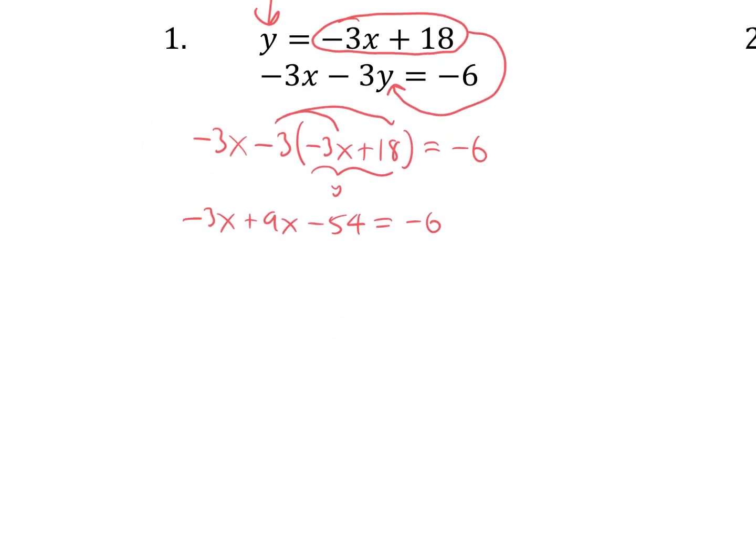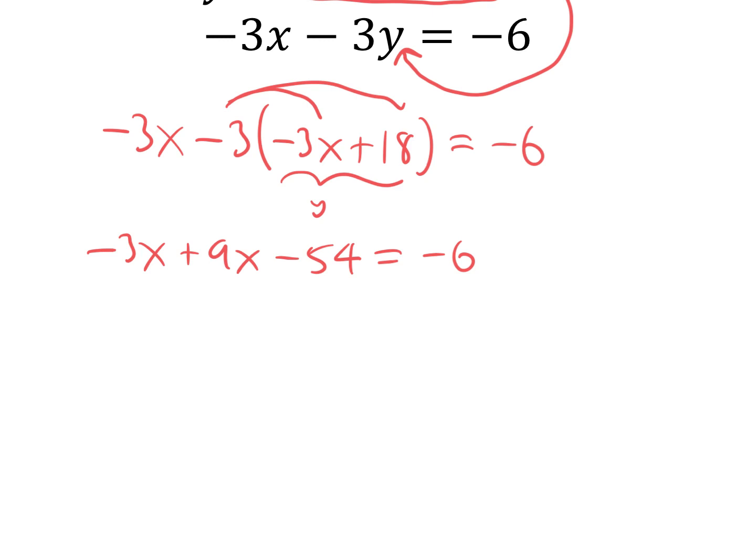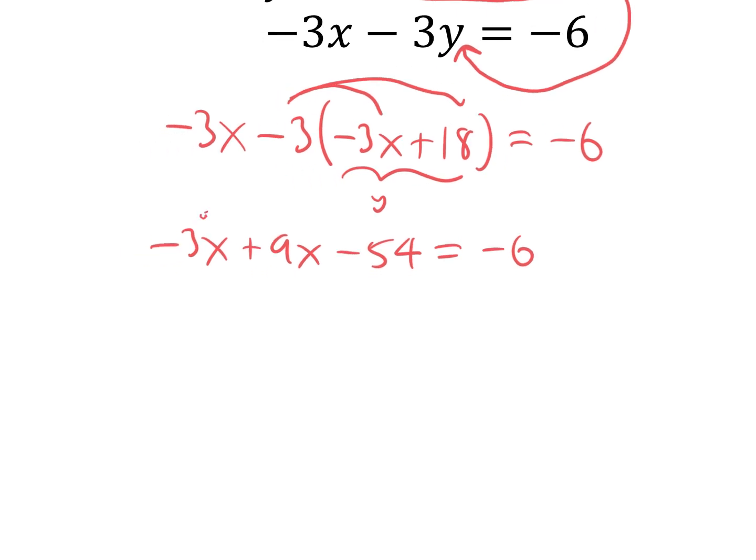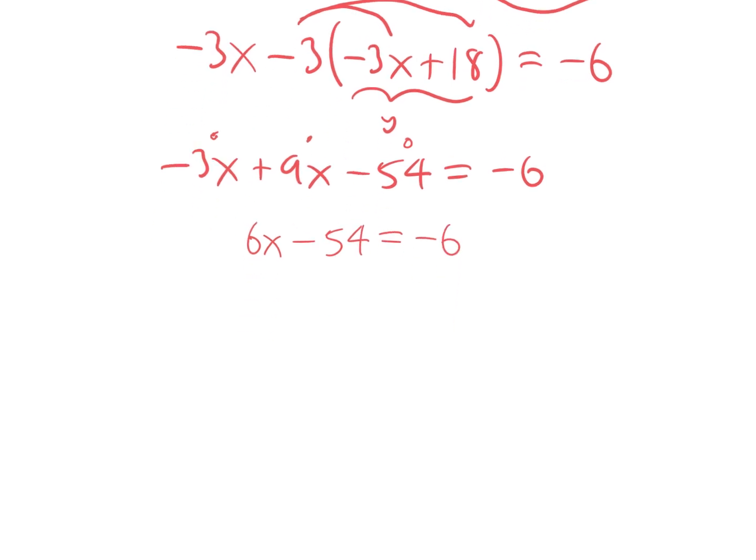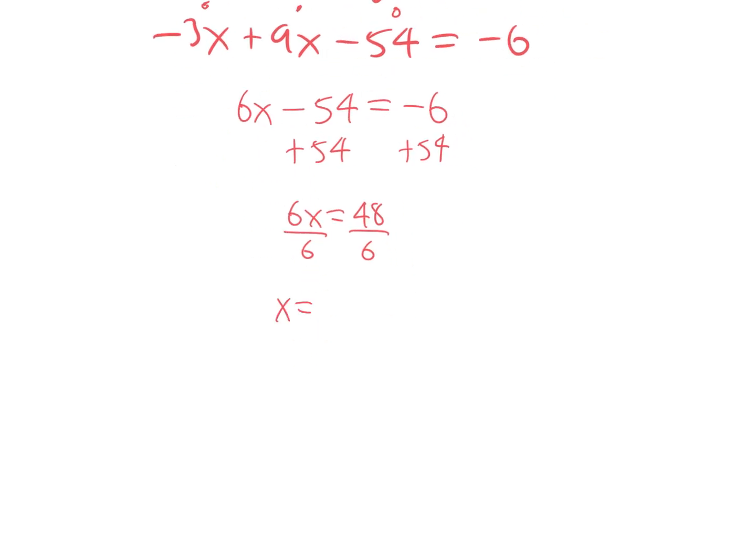All right. Anything else to distribute? No. Any like terms? Yep, we got 3x, negative 3x, and 9x, negative 54. So that's going to be what? 6x. Combine those like terms there. Minus 54 equals negative 6. All right, now we're solving for x. Got to get that 6x by itself. We're going to add 54. And we get 6x equals what? 48. Last step for this part, divide by 6. We get x equals 48 divided by 6, which is 8.